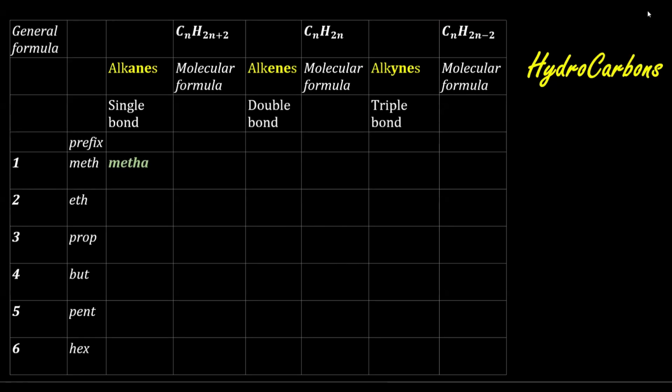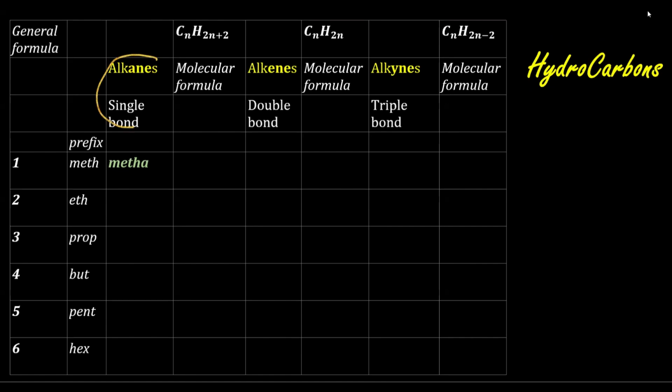In this video, we are going to understand the formation of hydrocarbons. So first of all, you should know what hydrocarbons are. From the name only, it's clear that compounds made up of hydrogen and carbon only are called hydrocarbons. Now, you should know that hydrocarbons can be saturated or unsaturated.